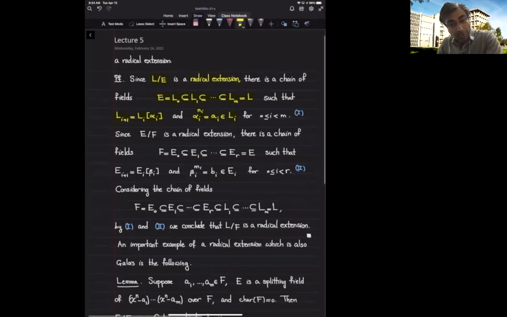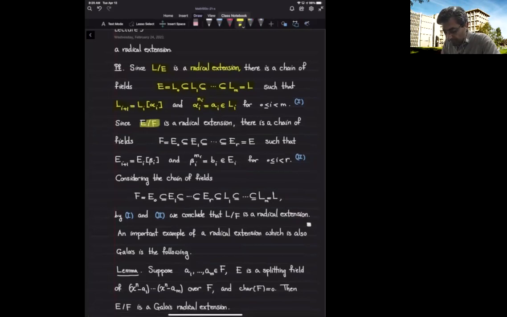Now, E over F is also a radical extension. So I can write down the same properties, this time starting from F, the base of this field extension, and ending at the top, that is E, and fill it out by a chain of fields. Again, each time the new field is generated by the old one and a zero of a polynomial of the form x to power m minus b, for some b inside the smaller field and some integer m. So far I just wrote down what it means that both of these field extensions are radical extensions.